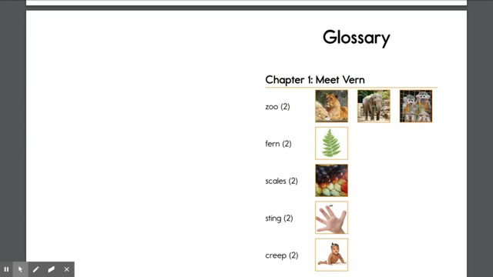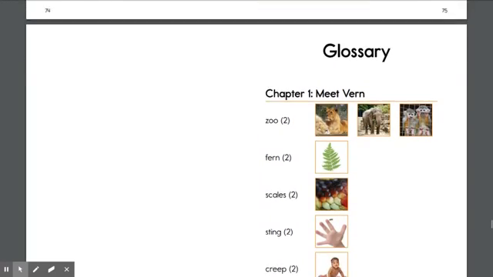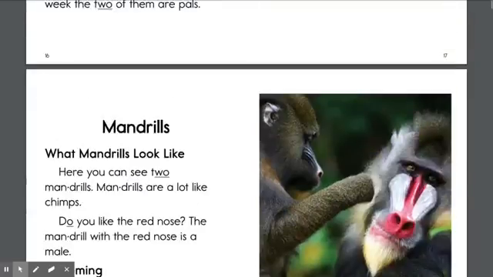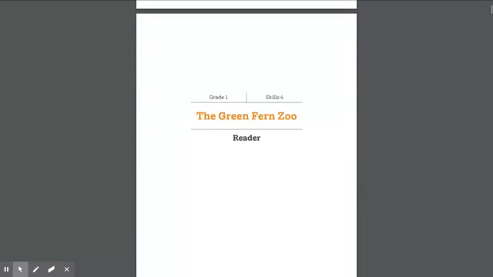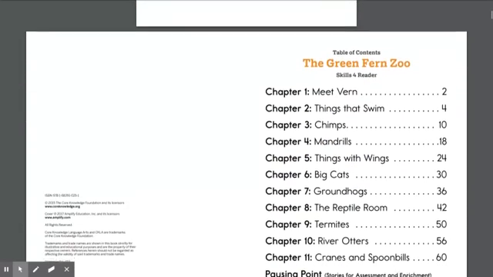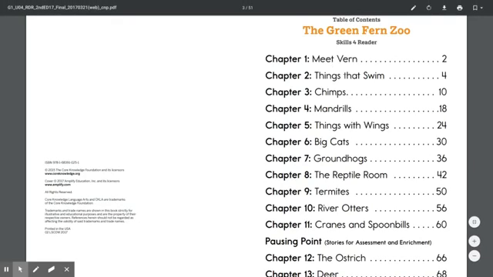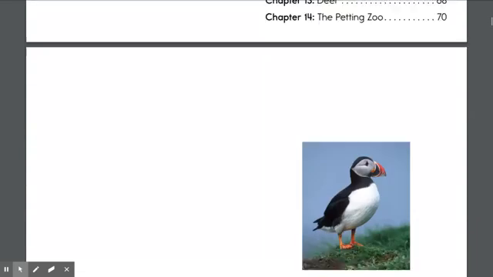So when you come to these words in your story, you will know that if you are stuck on a word, you can always go to page 77 and back to get the rest of the chapters. So I am going to zoom all the way back. I'm going to look at our table of contents. This week, you are only going to be reading Meet Vern and Things That Swim. Very exciting. So let's take a look at Vern.